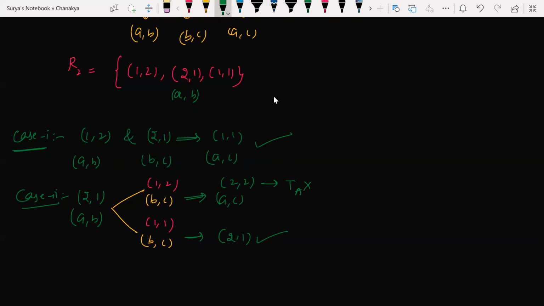If any one of the cases fails to satisfy the transitive condition, the whole relation is not going to be transitive. Understood my point? Clear? Sir, case 1 is satisfying, so I'll go with transitive. No, it won't be like that. You can't say that. Beta, here I can take 2 comma 1 also as A comma B. Nothing wrong with that.